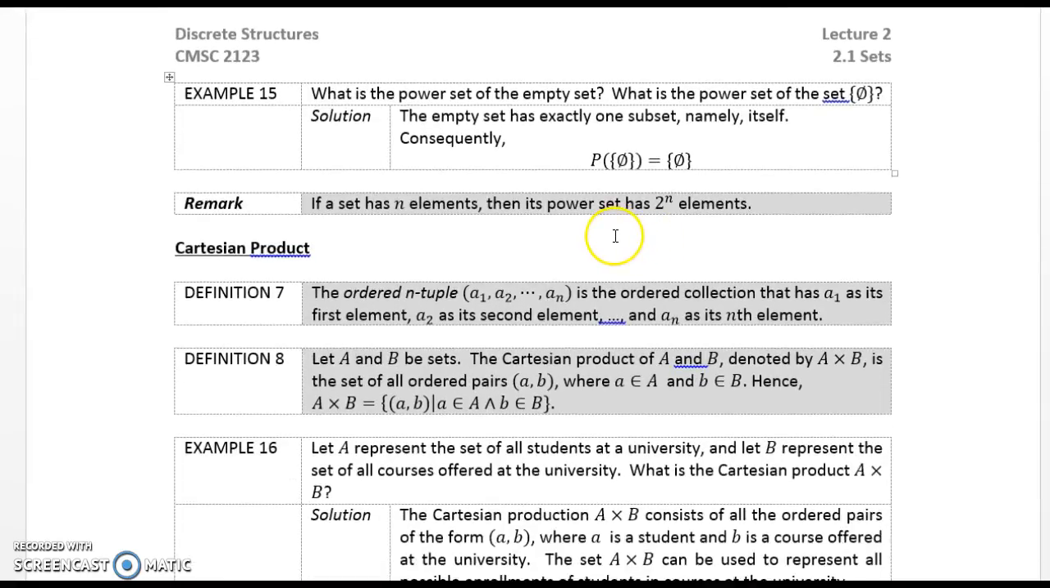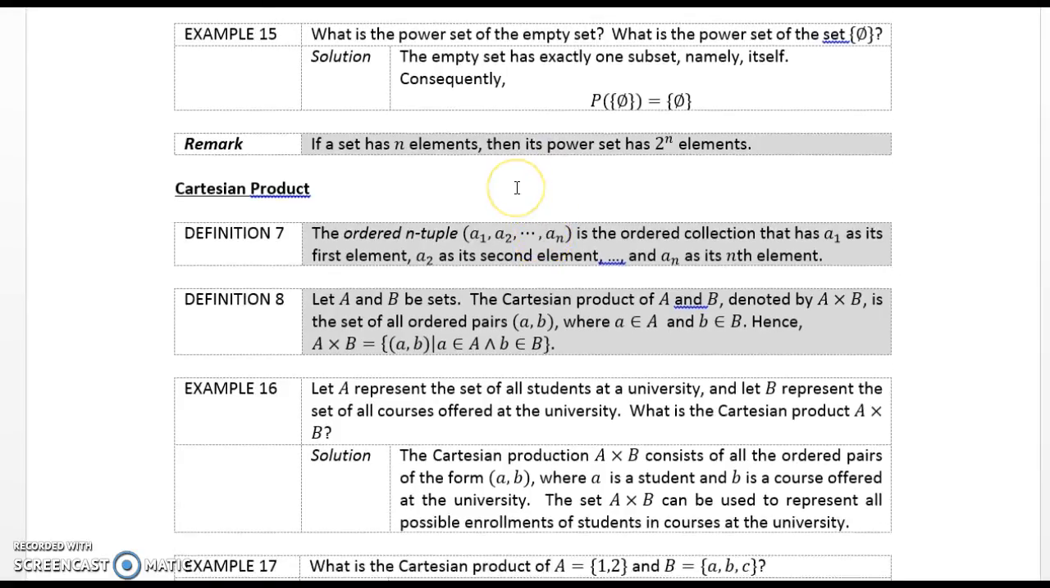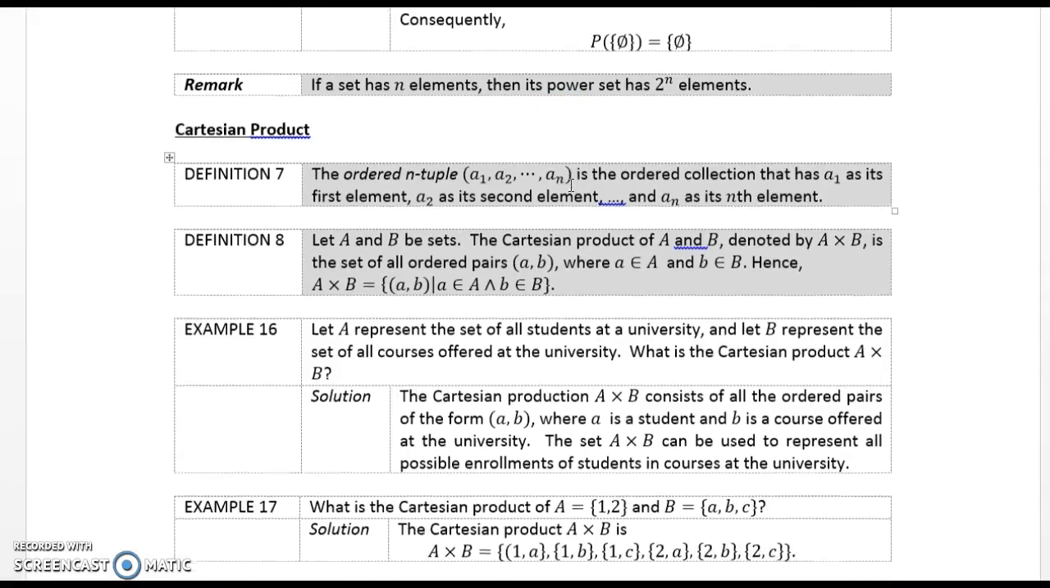Example 15. What is the power set of the empty set? What is the power set of the set containing the empty set? Consequently, the power set of the set containing the empty set is the set containing the empty set. Remark: if a set has n elements, then its power set has 2 to the n elements.